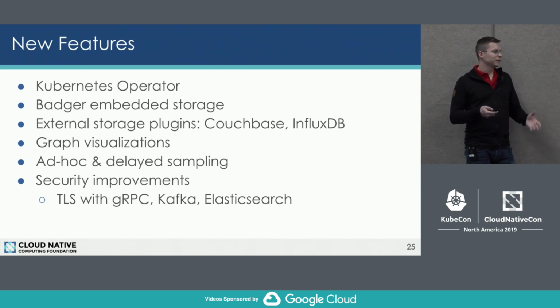This is delayed sampling. We talk about the sampling. This is basically that tag-based sampling. It's not fully open source, right? But it's something we are working on. It will be soon. We made a lot of improvements on the security side of the thing. So you can use TLS with gRPC between Jaeger agent and the collector, but also you can configure TLS between all the storages.